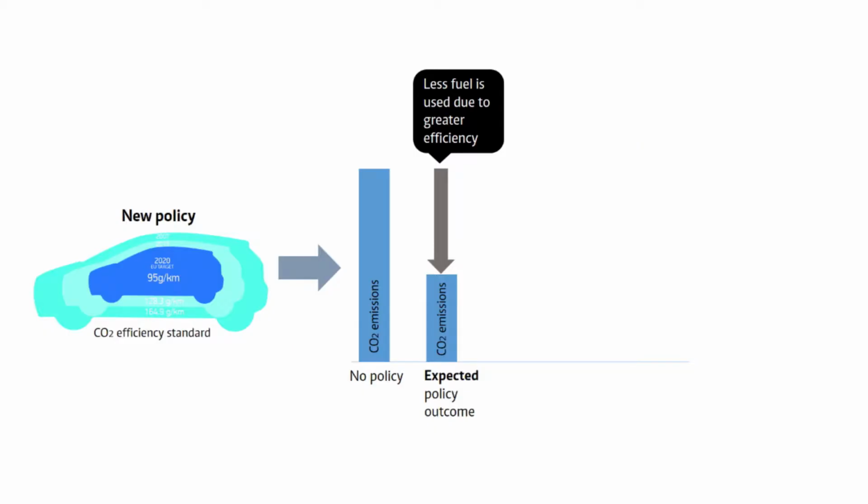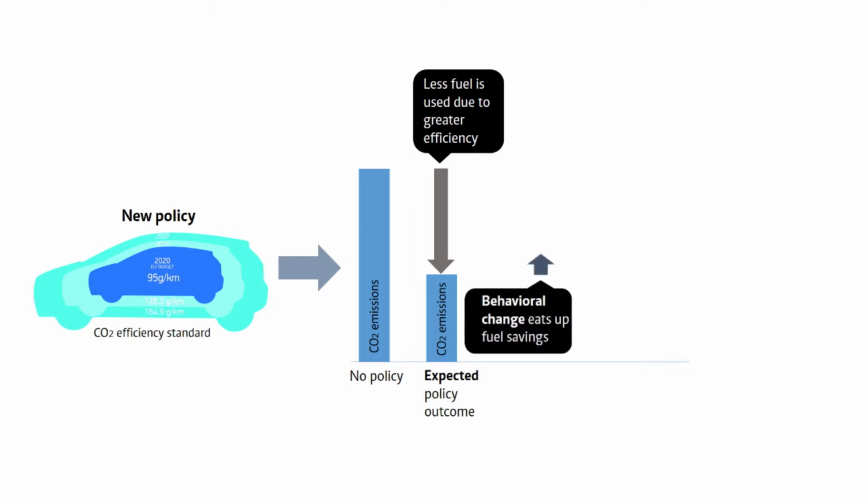Let me give you an example. Think of a policy imposing efficiency standards on new cars sold for CO2 or the fuel efficiency. We have this kind of policy in Europe, in the US, in Japan, and many other places. We would expect that the policy reduces CO2 emissions quite significantly because these more fuel efficient cars require less fuel. But we know that two important factors can change that picture we would expect before the policy is implemented.